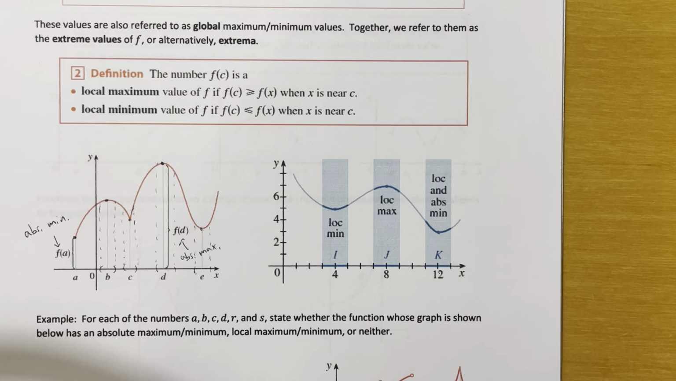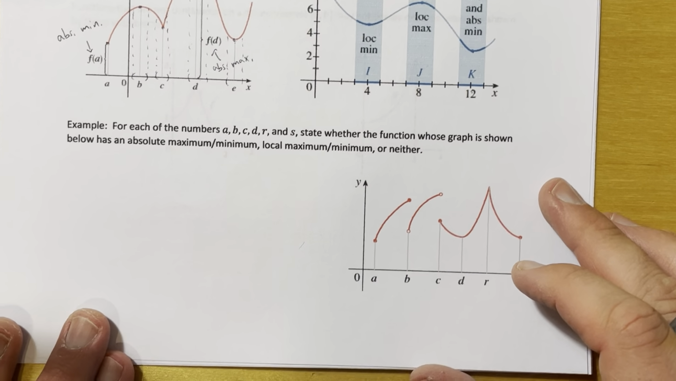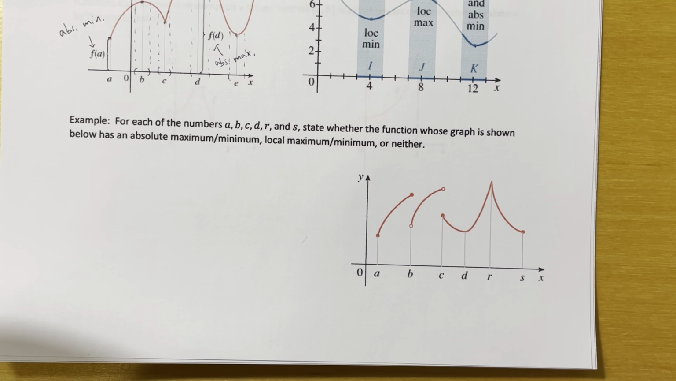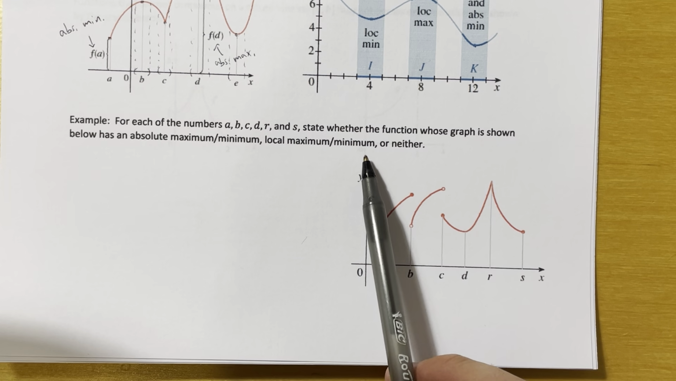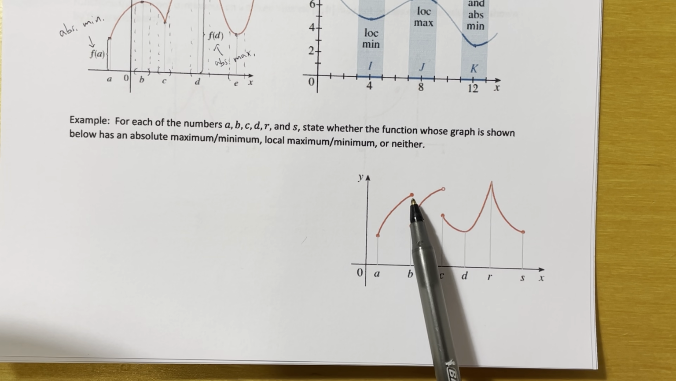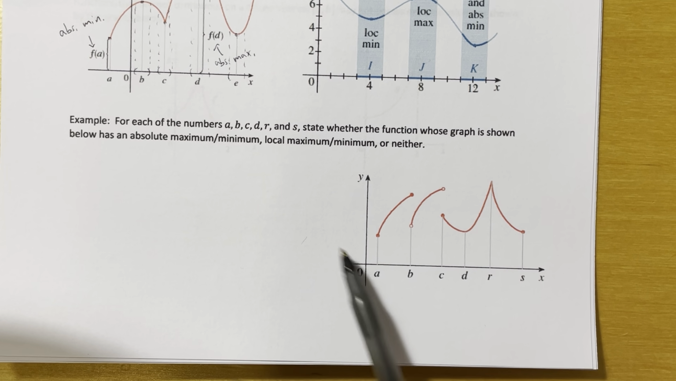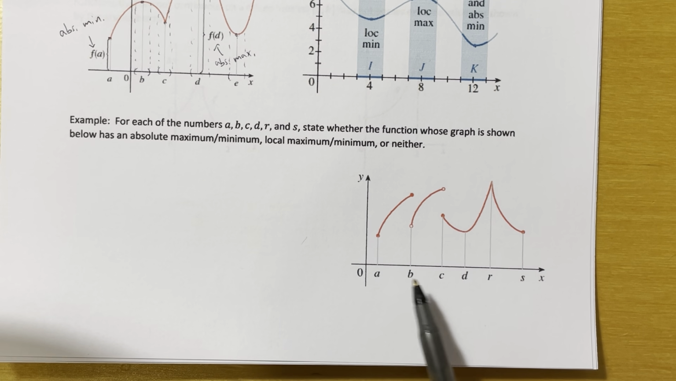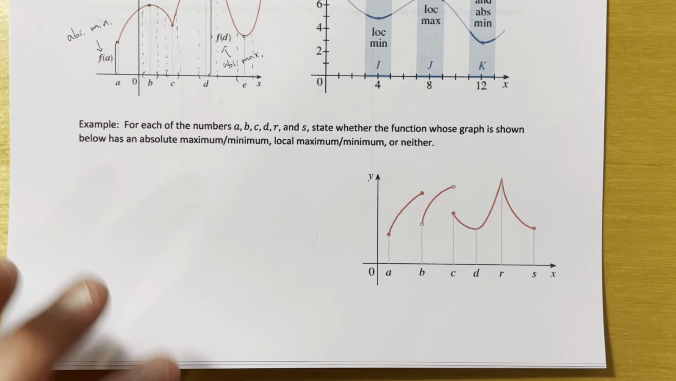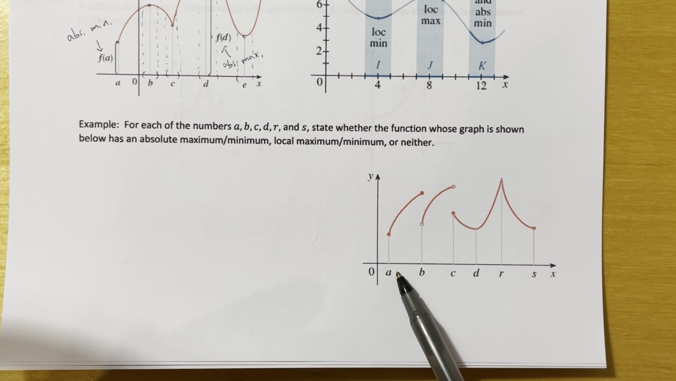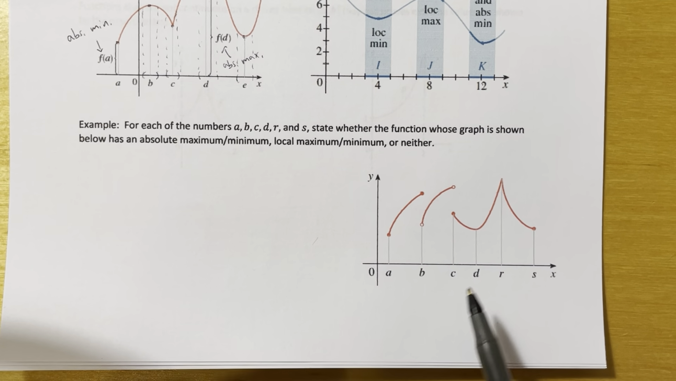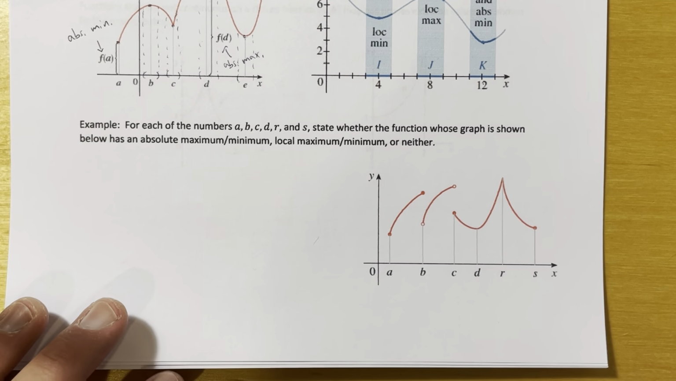Okay? So we're going to take a look at an example here. For each of these values, A, B, C, D, R, and S, I want to state whether the function has an absolute maximum, minimum, local maximum, minimum, or neither at each of these points. Okay? In particular, remember the maximum and minimum values are the outputs that correspond to these points, not the inputs. So f of A, f of B, f of C, and so on. Those are the values that we're interested in.